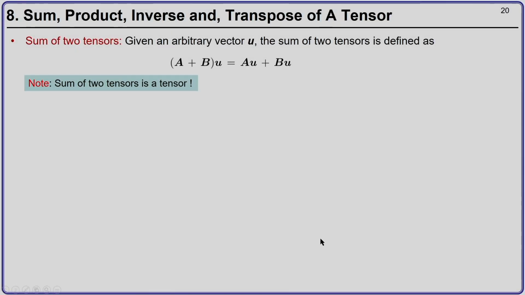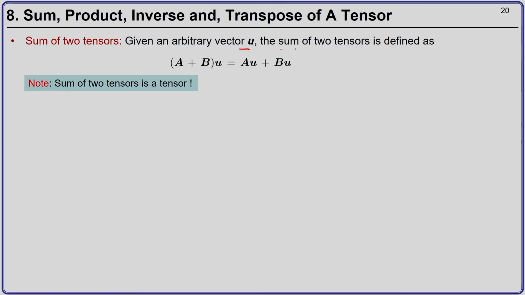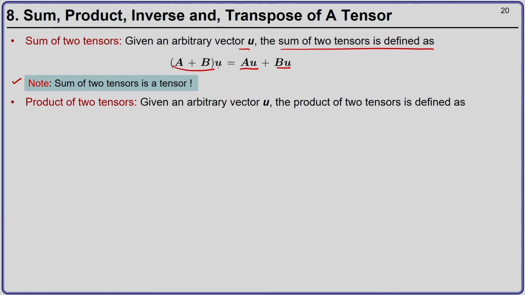Now, there are some operations on tensors. The first one is the sum of two tensors. Because we are following the operational approach, we will define these operations through how they operate on vectors. Given an arbitrary vector u, the sum of two tensors A and B is defined as (A plus B) u is the same as A u plus B u. Remember, the sum of two tensors is also a tensor.